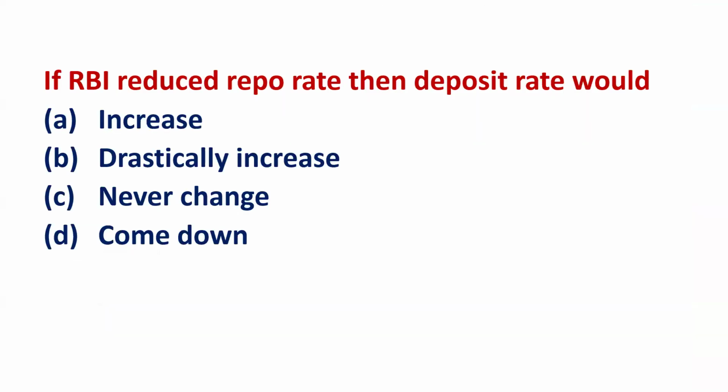If RBI reduced the repo rate, then the deposit rate would: Option A, increase. Option B, drastically increase. Option C, never change. Option D, come down. Okay. The answer is the deposit rate would come down.